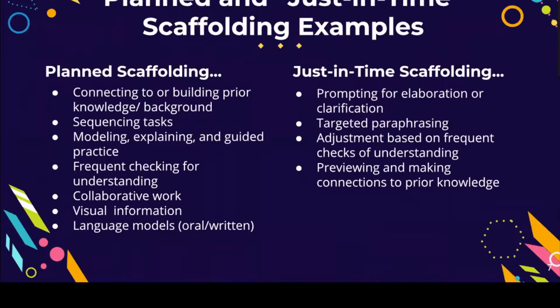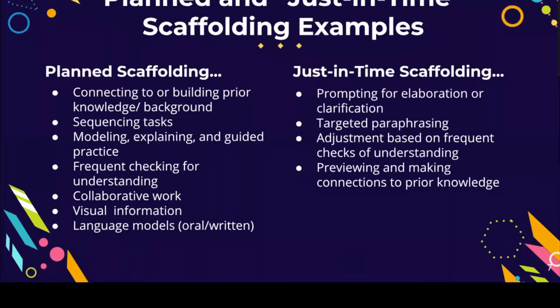And just-in-time scaffolding could be something like prompting for elaboration or clarification when you ask a question and a student doesn't quite get there, asking the question again in a different way. Targeted paraphrasing is when you restate the student's response and maybe modeling a correct grammatical structure, and then adjusting based on those frequent checks of understanding.